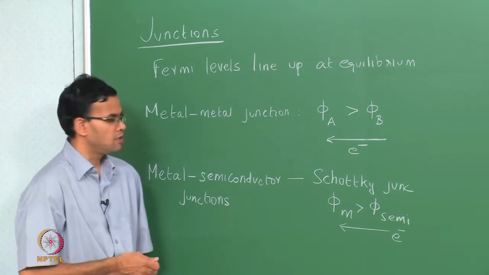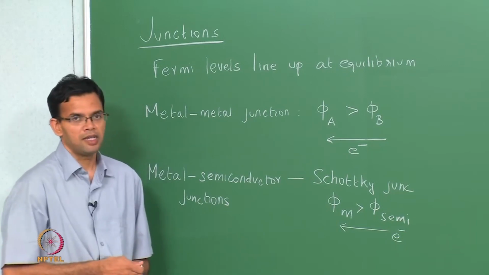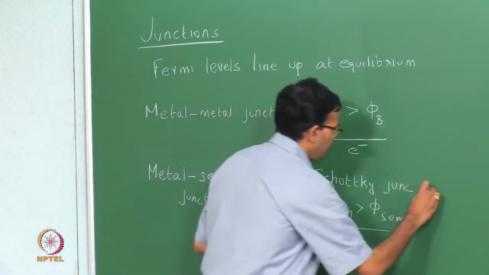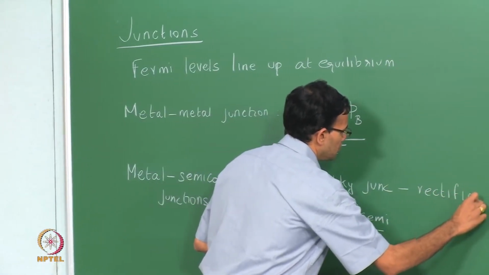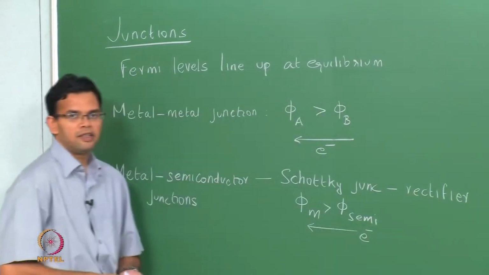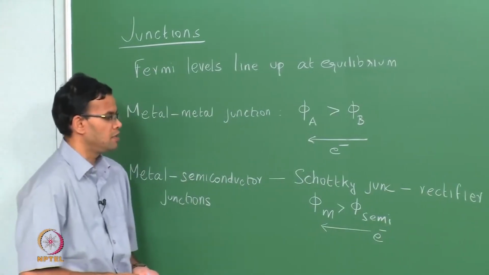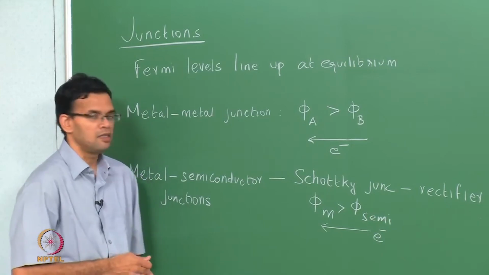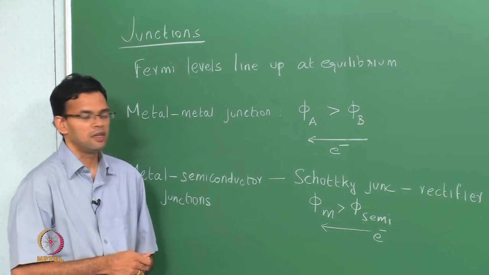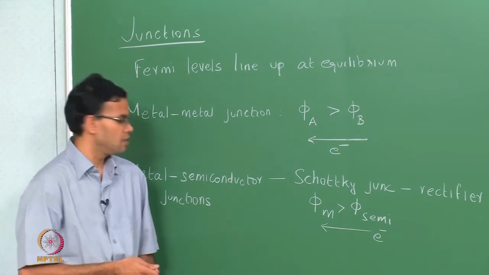We also looked at the Schottky junction under bias and found that it behaves as a rectifier. So, that in the case of forward bias, the junction will conduct, but when we apply a reverse bias, there is a small saturation current, but the junction does not conduct.